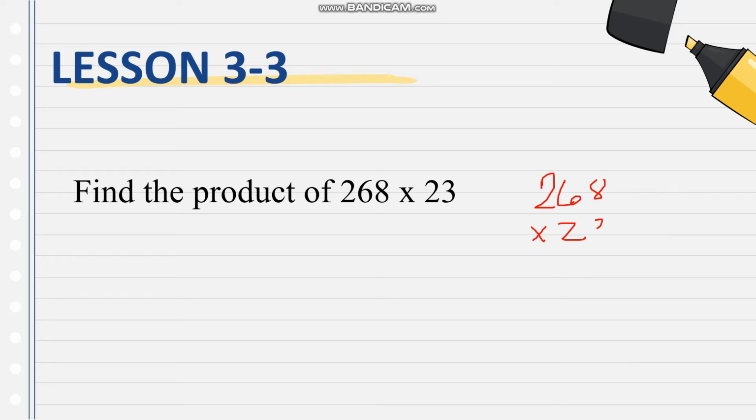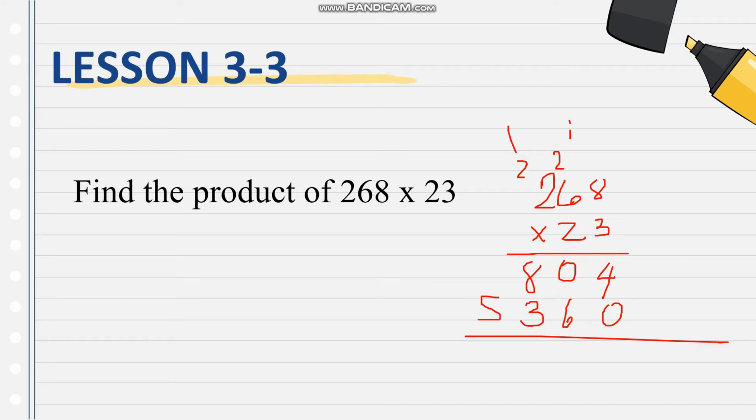So if we're going to multiply this one using the standard algorithm, 3 times 8 is 24, regroup 2. 3 times 6 is 18, plus 2 is 20, so regroup 2. 3 times 2 is 6, plus 2 is 8. Then we need to put 0 before multiplying the second digit. 2 times 8 is 16, regroup 1. 2 times 6 is 12 plus 1 is 13, regroup 1. 2 times 2 is 4 plus 1 is 5.